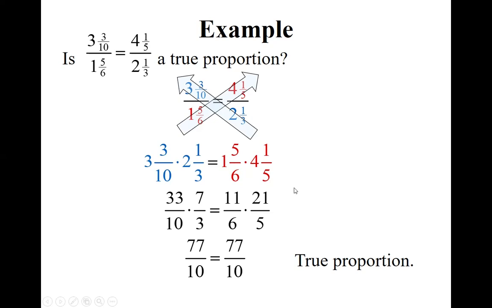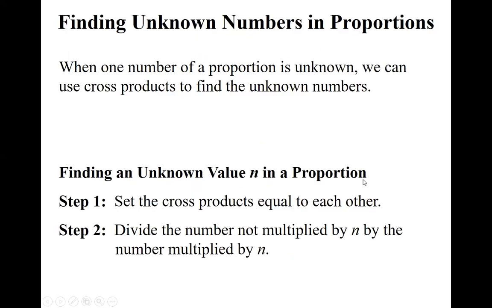Did you try that one on your own? How'd you do? Nothing new except checking cross products, and we've even done that. So this is just putting everything together with a new use, finding unknown numbers in proportions. When one number of a proportion is unknown, we can use cross products to find the unknown numbers.